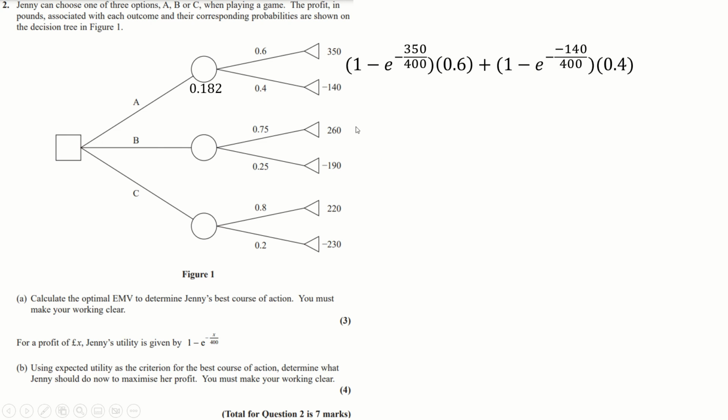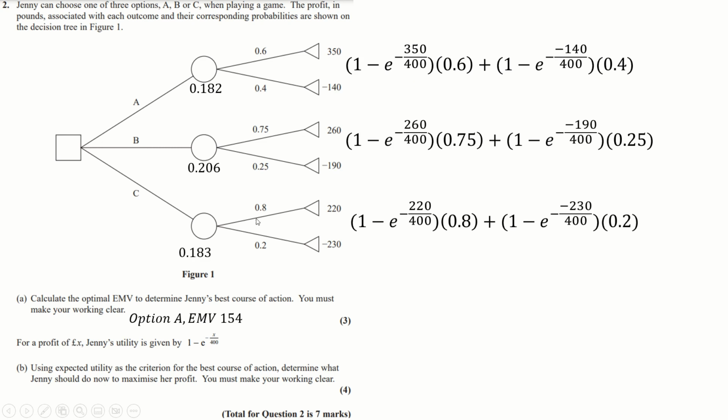Maybe you want to be a bit more thorough, just to pick up all the marks. I'm not 100% sure, but you might want to put the utility function of 350 here, and the same for this one, and then times it by these two and add them together. I don't know, but this probably earns 4 marks. Do the same thing for the next one, and the same thing for the next one, and we end up with the answer of option B having the highest utility at about 0.206.